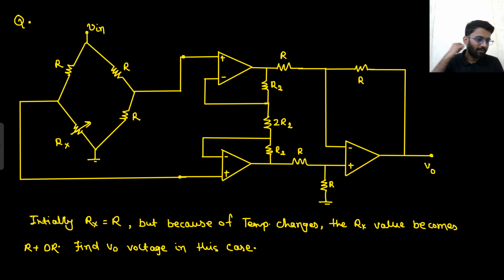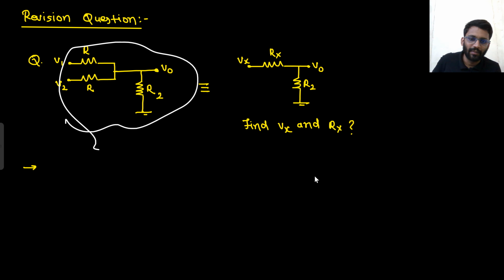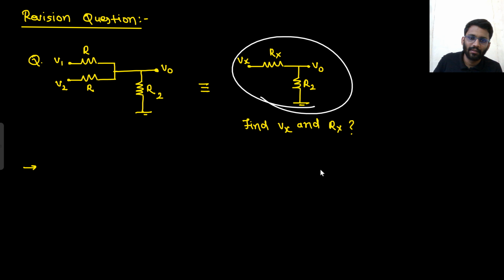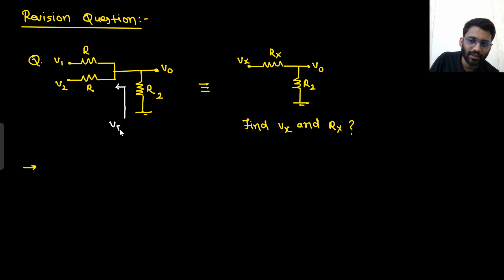So we will solve this question, but let's just solve a revision question. It is very easy. So this particular circuit is replaced by this circuit. You need to find the value of Vx and Rx. So what I am doing here, I am applying the Thevenin's theorem here. I am just finding Vth and Rth. That's it. Why am I taking this question?